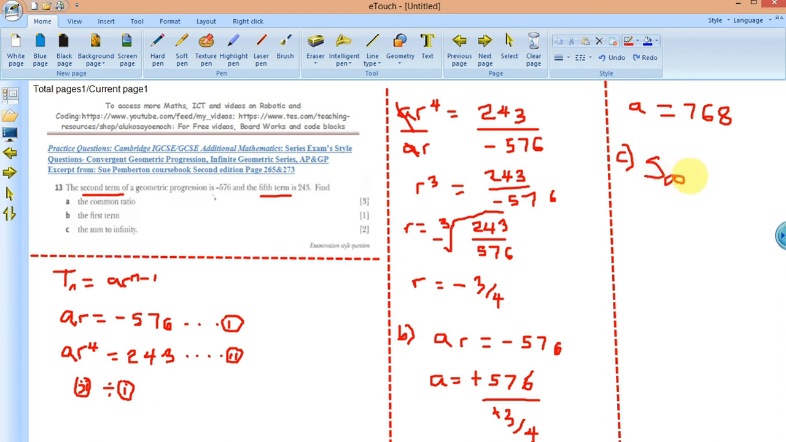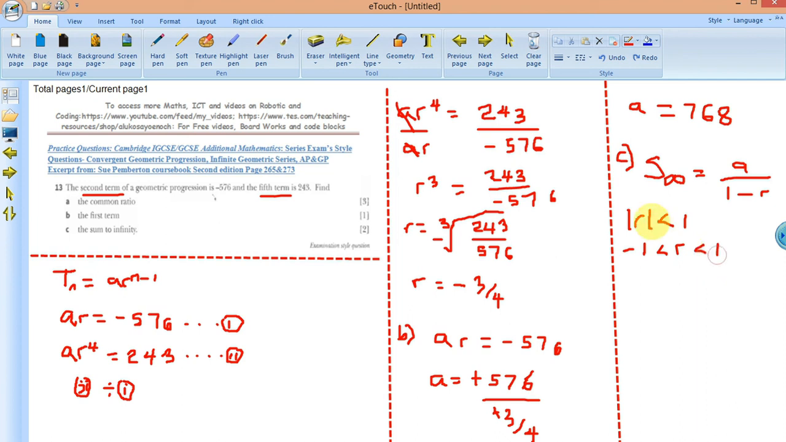So the sum to infinity equals a divided by 1 minus r, provided the absolute value of r is strictly less than 1. Now this lies between -1 and 1. That's why I use absolute value here. If you don't mind, you can just write -1 less than r less than 1. That's another way you can write this. Okay, so let's go ahead now.